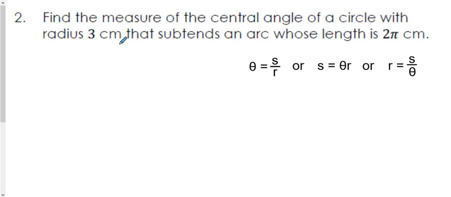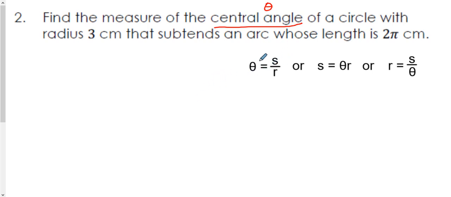Again, the question is, what are we looking for? Find the measure of the central angle. Guys, the central angle is theta. Find the measure of a central angle of a circle with radius 3 centimeters that subtends its arc whose length is 2 pi centimeters. Now, they don't say if they want that in degrees or radians. We can find both. It's very simple to do that.